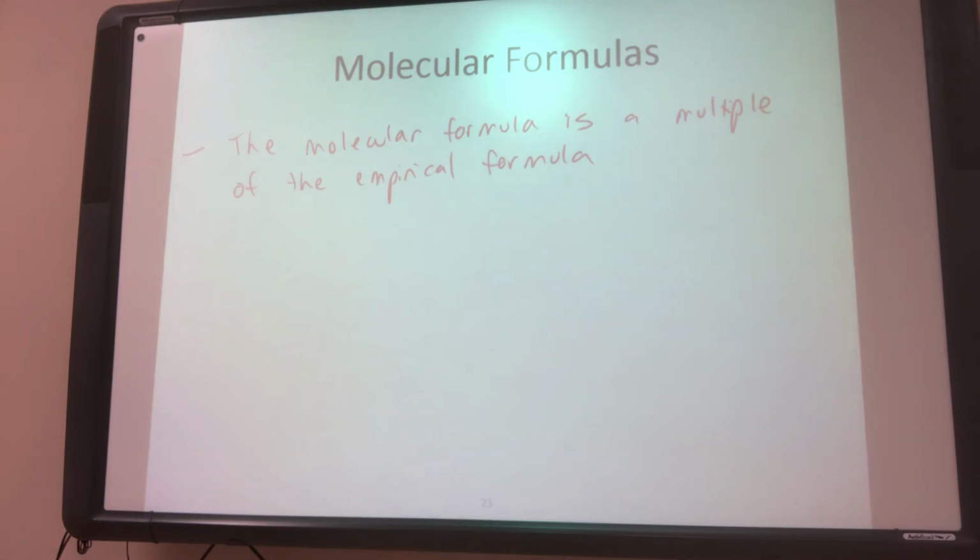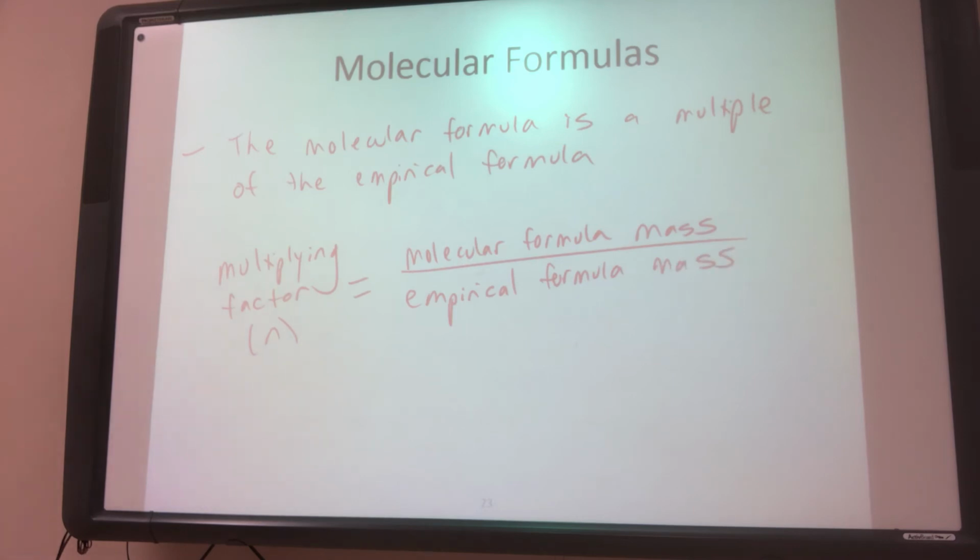So if it's a multiple of it, I need to know what is that multiplying factor. So I want to know, well, how many times more is it? So I want to find what we call the multiplying factor. So to find the multiplying factor, I'm going to take the molecular formula's mass, and divide that by the mass that I get from the empirical formula. So when I divide the molecular formula by the empirical formula, it's going to give me a number.